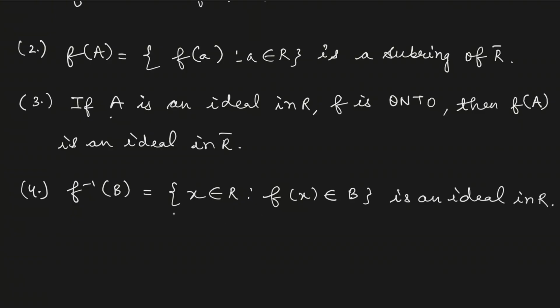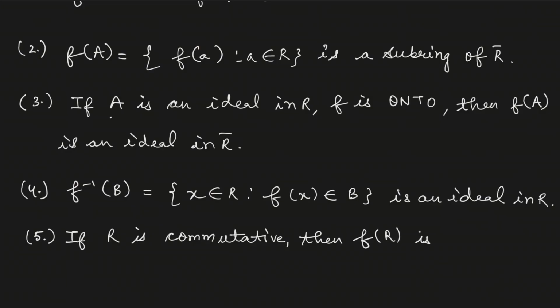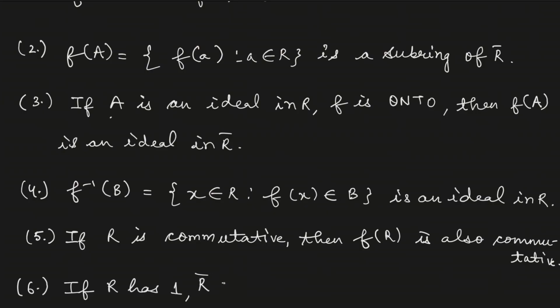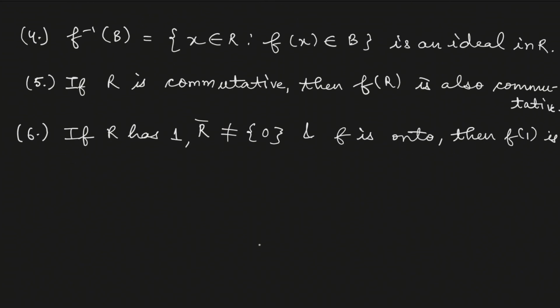Fifth, if R is commutative, then f(R) is also commutative. Sixth, if R has unity and R bar, the codomain, is not equal to 0 and f is onto, then f(1) is the identity of the codomain, which is R bar.